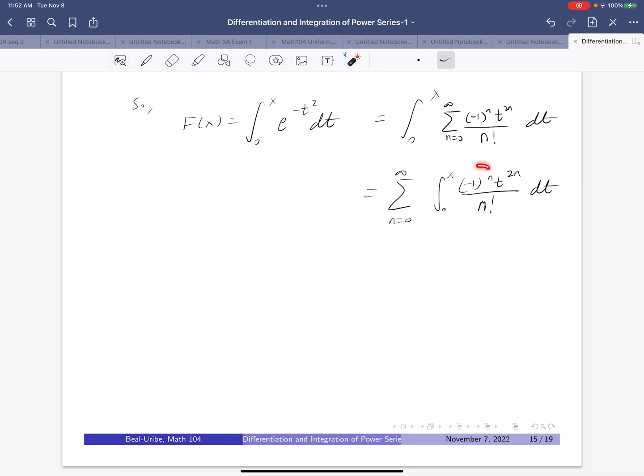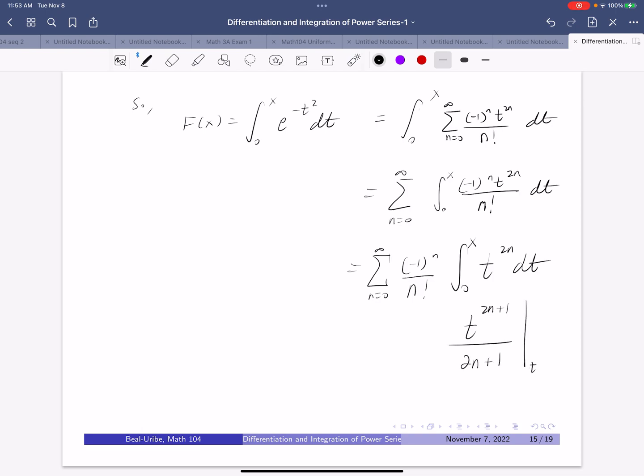And again, these have nothing to do with t, so I can take them and move them out to the front of my integral. So we'll have the sum, negative 1 to the n over n factorial. Now I need the integral 0 to x of t to the 2n. So that's going to be t to the 2n plus 1 over 2n plus 1, evaluating at x and 0. When I do that, I'm just going to get x to the 2n plus 1.